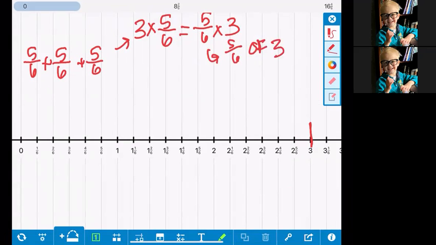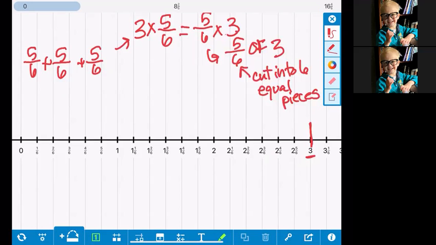So that means I want to, sorry, this is not looking nice. I want to take this 3 and I want to cut it into 6 equal pieces. That's what the denominator tells us to do. Cut into 6 equal pieces. And then the numerator tells us how many of those pieces we want. So if we think about cutting it into 6 equal pieces, we want all the way to 3. And so you can think about 3 as 18/6.